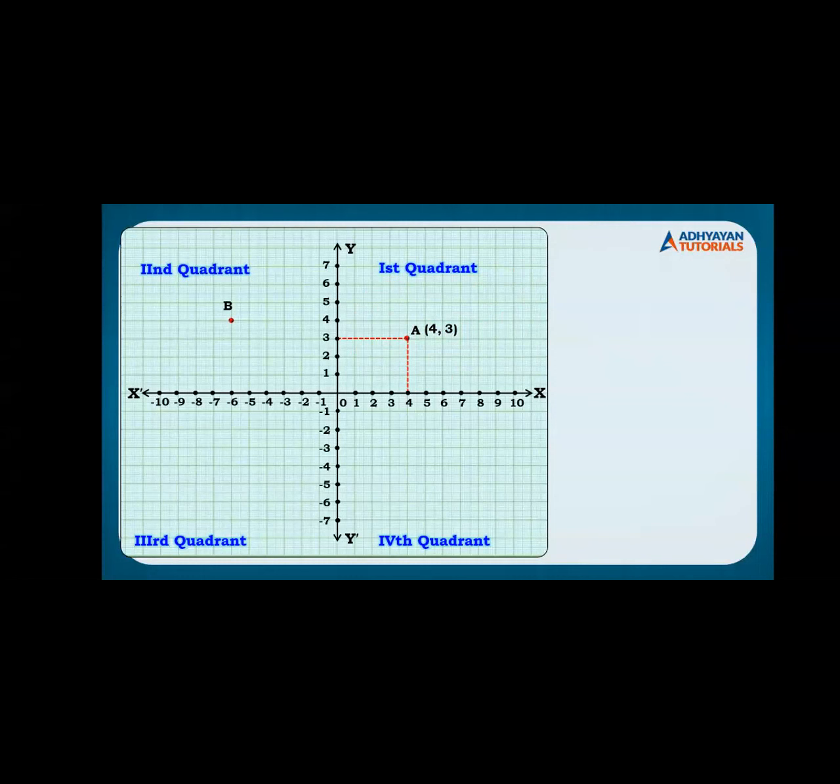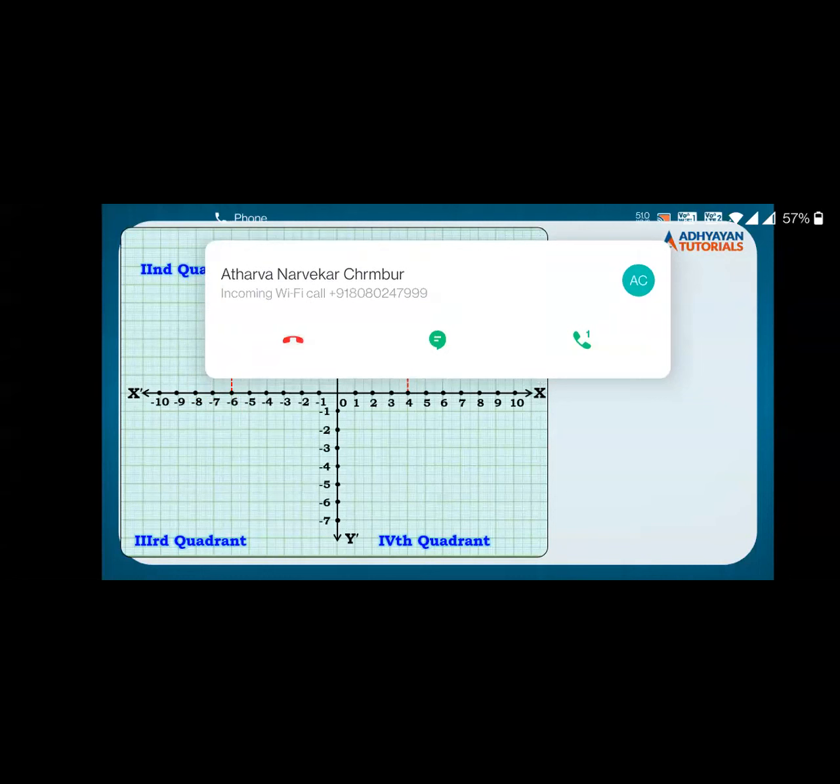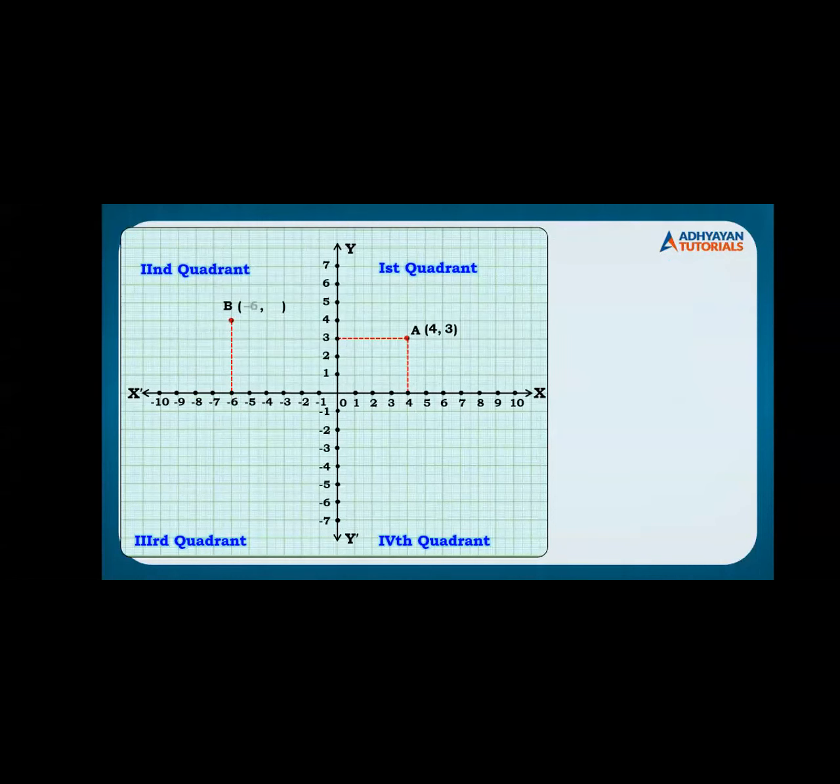Now moving on to the second quadrant, I've considered a random point which is B. Once again, the pattern would be similar: x coordinate, y coordinate. In order to locate the x coordinate, I would drop a perpendicular here, and the answer is nothing but -6, right? And then in order to locate the y coordinate, I would drop a perpendicular on the y-axis, which is 4.